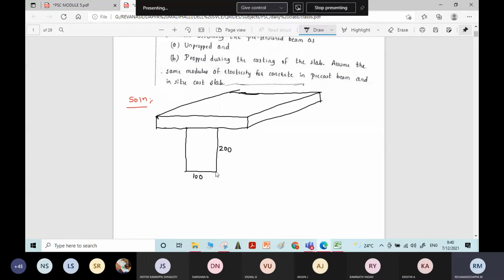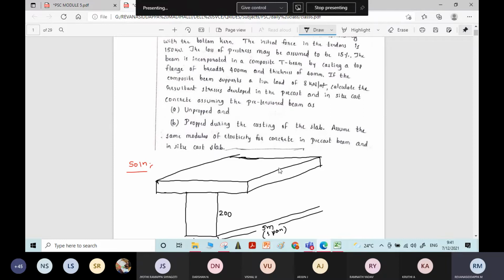This length is 5 meter. Like this. Okay, this length is 5 meter. That is the span.